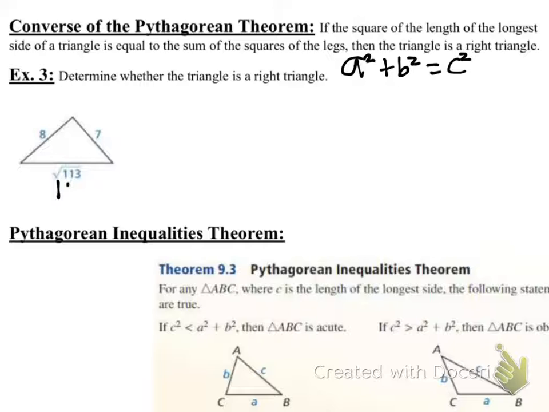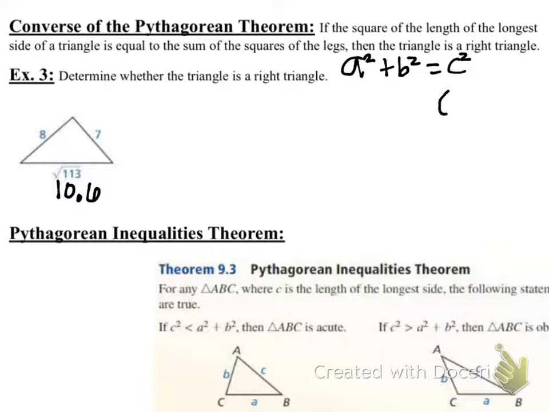Okay, it's about 10.6. And the reason we do that is we just want an approximation of which side is largest. Square root of 113 does seem to be the longest, but we can't go off of assumptions. Things are not always drawn to scale. So 10.6 is our longest side. So what we want to do is say that square root of 113 is our C value.